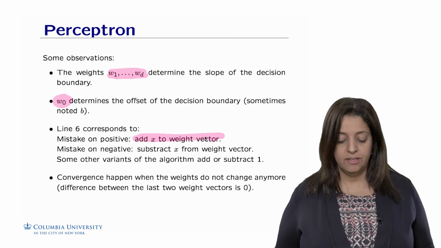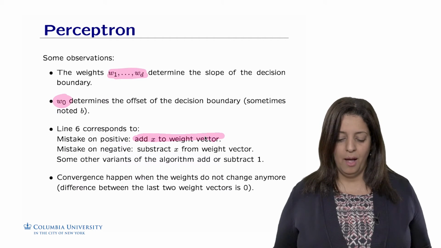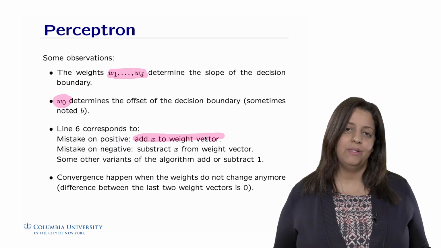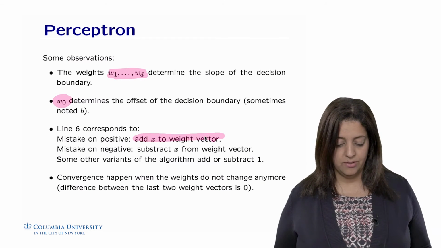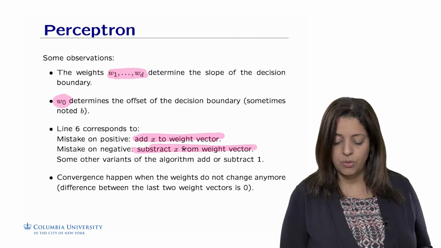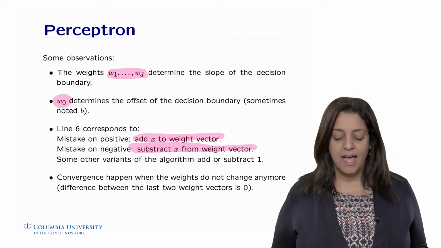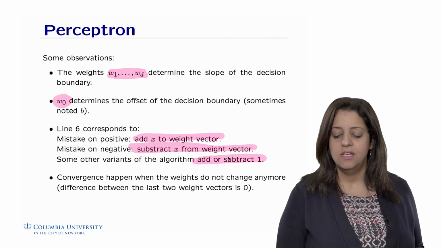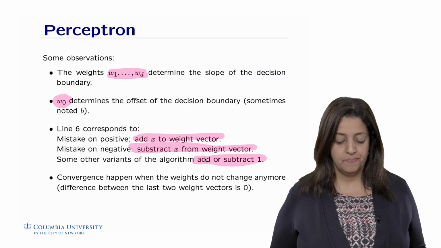If we make a mistake on a negative example, we're going to subtract x, so as to cover properly the example that we have. Mistake on negative means that the example is -1, but we predict it as +1 with the current weight. So I have to update the weight accordingly, and we subtract x from the weight vector. There are some other variants of adding or subtracting x, and one of the variants is to add or subtract 1, which just provides a different speed of convergence, but it's the same principle.